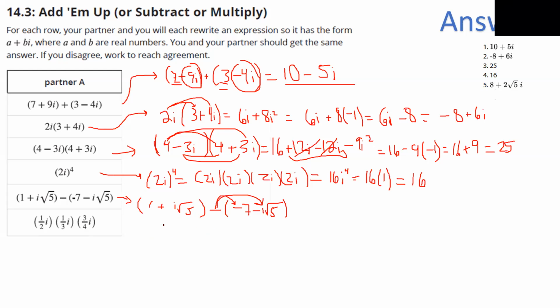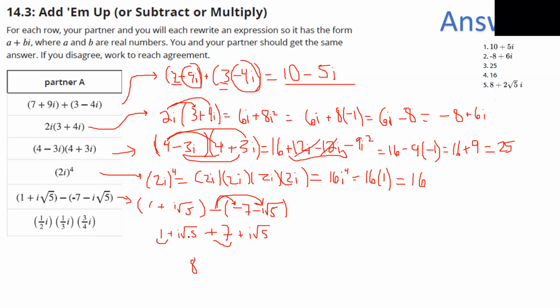So then we end up getting, I'll work this one downward and then I'll work that one over here. So here we have 1 plus i square root of 5. A negative times a negative is a plus, positive 7. A negative times a negative is a positive i square root of 5. And now it's just simple combine like terms. What's 1 plus 7? That's 8.